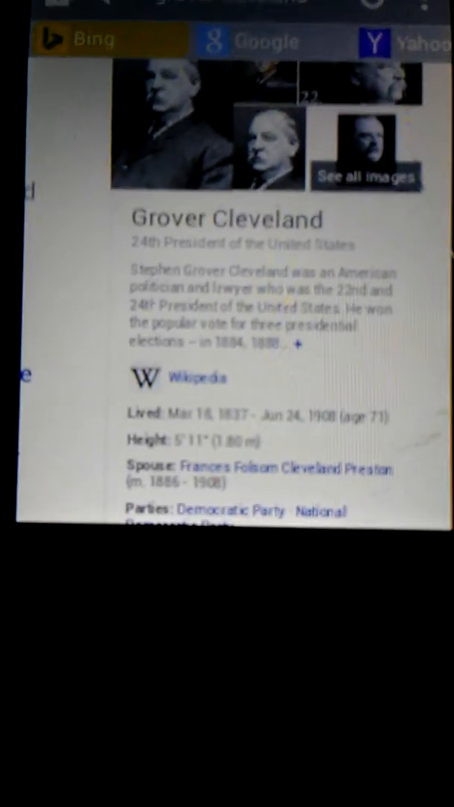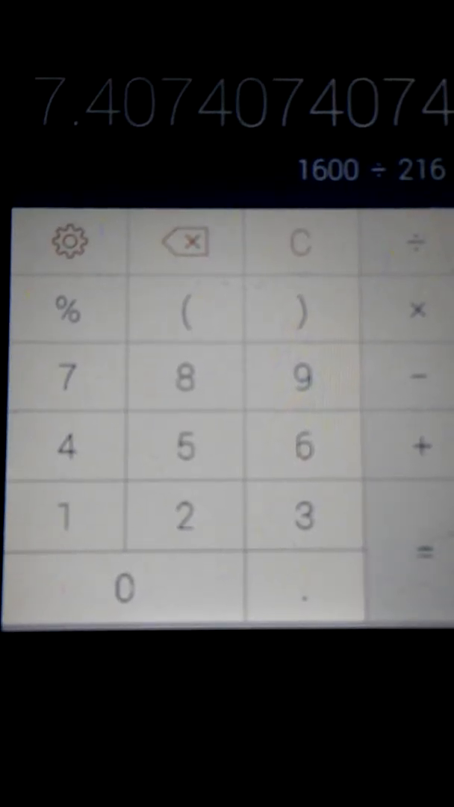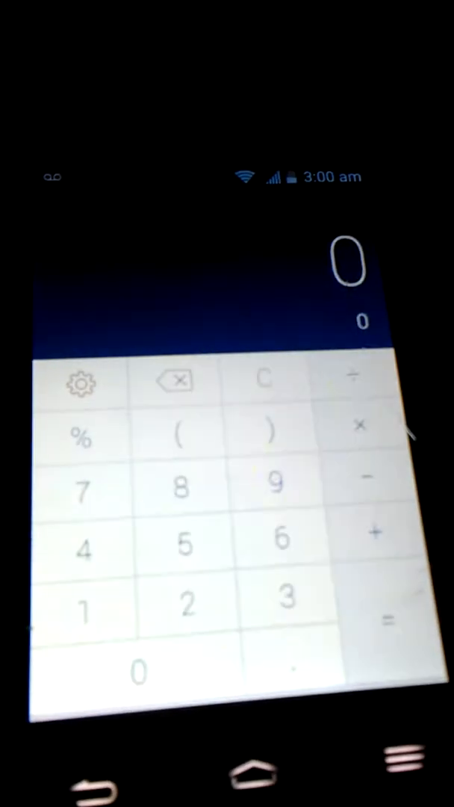Barack Hussein Obama is. Taking 1600 Pennsylvania Avenue divided by 216 shows 74 inside the calculation. In reverse, that's 47. Coincidentally, the word beast, B, E-A-S.